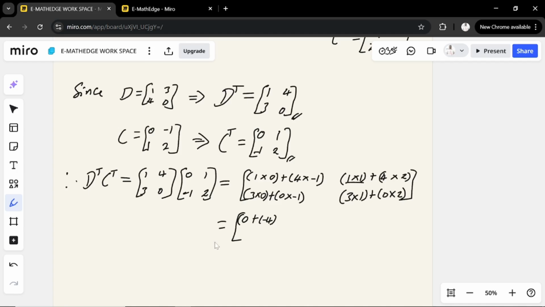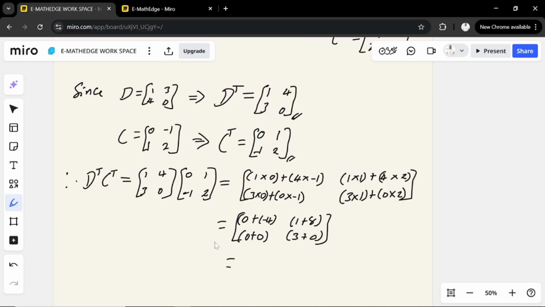1 multiplying 1 is going to be 1, plus 4 multiplying 2 is going to be 8. 3 multiplying 0 is going to be 0, plus 0 multiplying -1 is going to be 0. 3 multiplying 1 is going to be 3, plus 0 multiplying 2 is going to be 0.